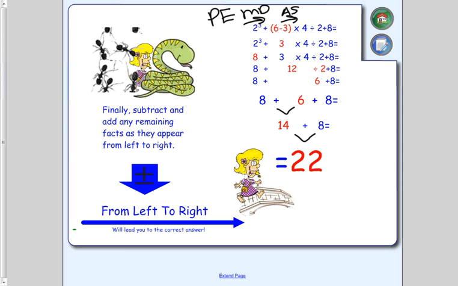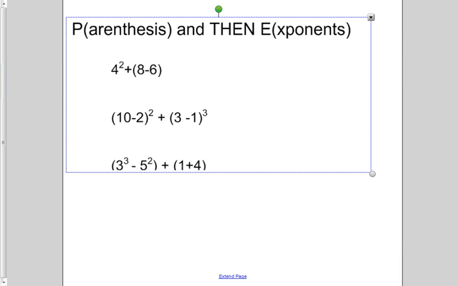All right, we're going to break this down just a little bit more. So let's start with just the first part, parentheses and then exponents. So let's take these problems right here. First, I'm going to solve what's in the parentheses. 8 minus 6 is 2. Then I'm going to solve the exponent. 4 times 4 is 16. Then I would finish solving and add that together. If you want to pause the video and try these and then play it, you may, or if you want to just do them with me, that's fine too.